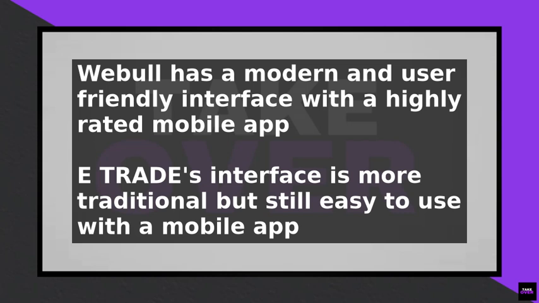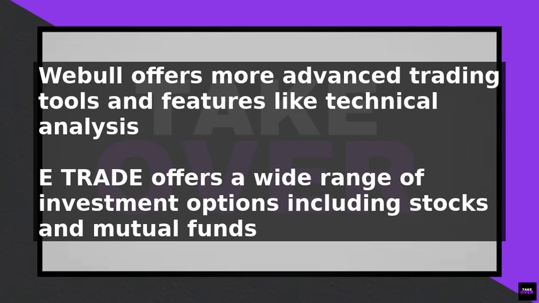In terms of investment options, both platforms offer a wide range of choices, including stocks, options, ETFs, and mutual funds. However, Webull offers more advanced trading tools and features, such as technical analysis and paper trading.